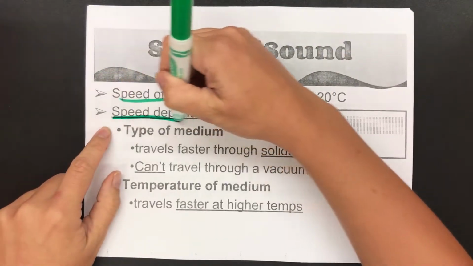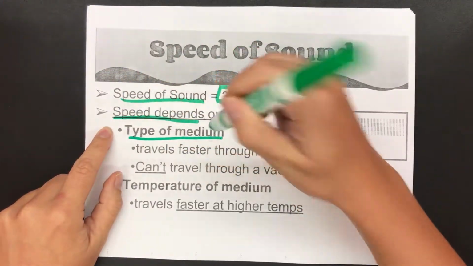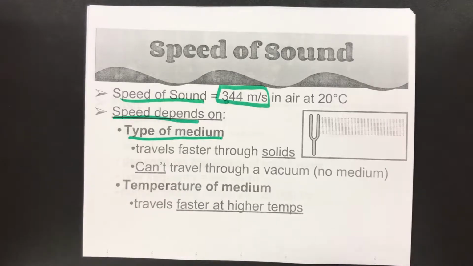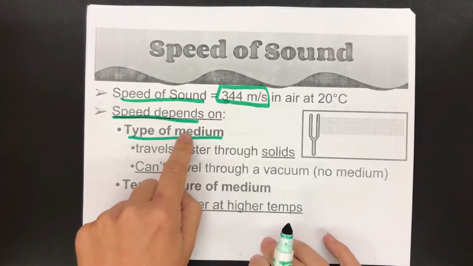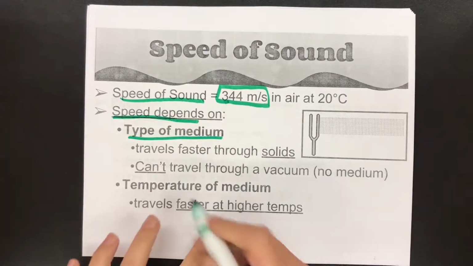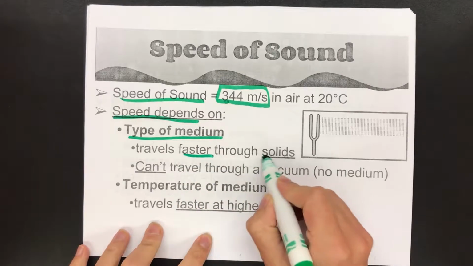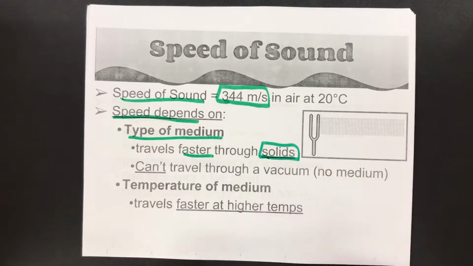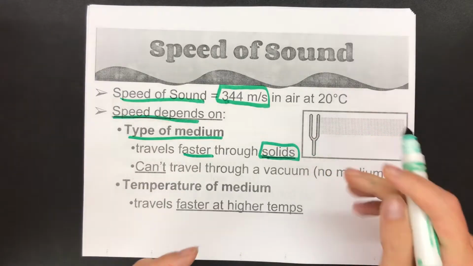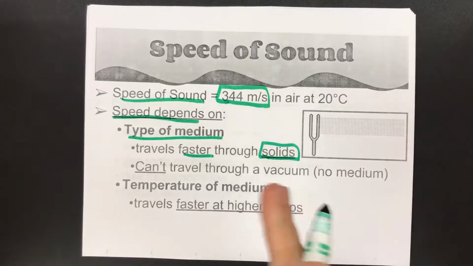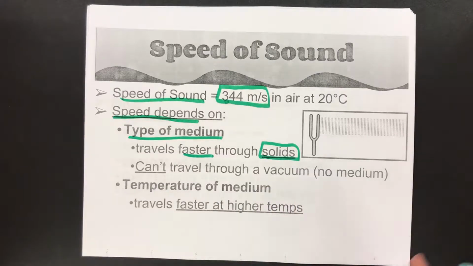So speed also depends on the type of medium, meaning what it is traveling through. Remember, the medium is what it's actually traveling through. Sound is faster through solids. Why? Remember, a long time ago, we talked about solids, liquids, and gases. Solids are more dense. Therefore, that vibration can go from one particle to another very easily because they're closer together.